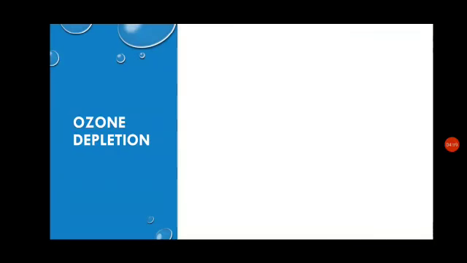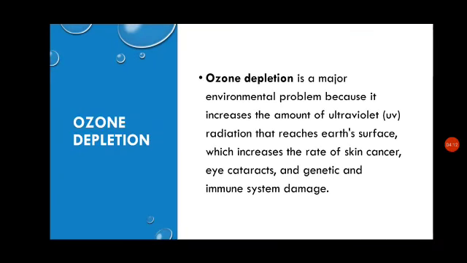Now I'll tell you about ozone depletion. What is ozone? Ozone is a protective layer. It is represented by O3. Oxygen is represented by O2. Ozone is O3. Ozone depletion is a major environmental problem because it increases the amount of UV rays that reach the Earth's surface, which increases the rate of skin cancer, eye cataract, and genetic and immune system damage.